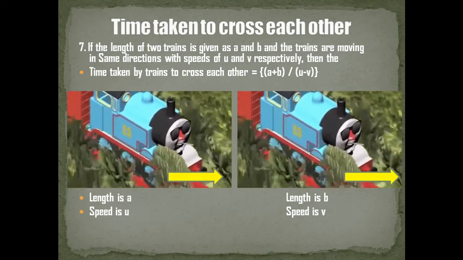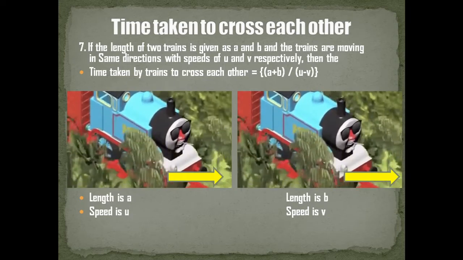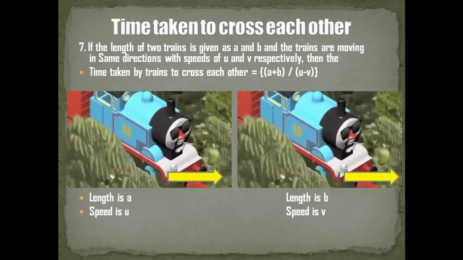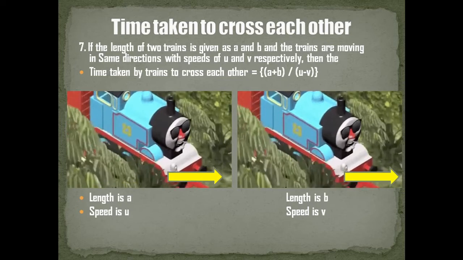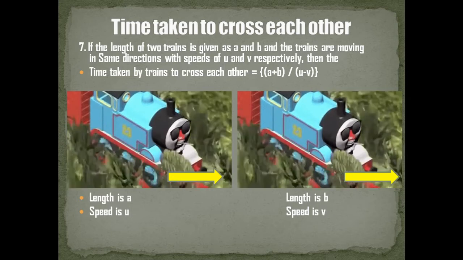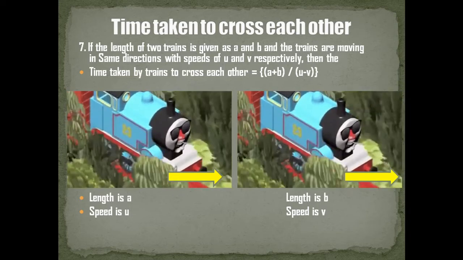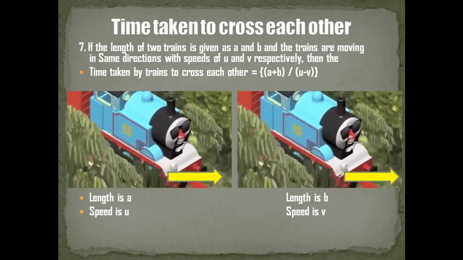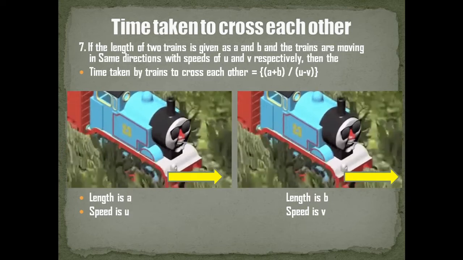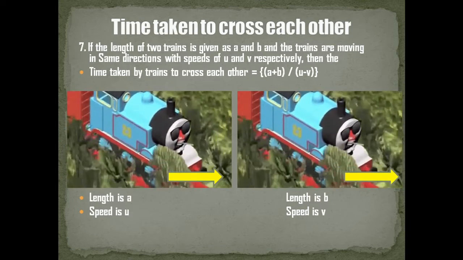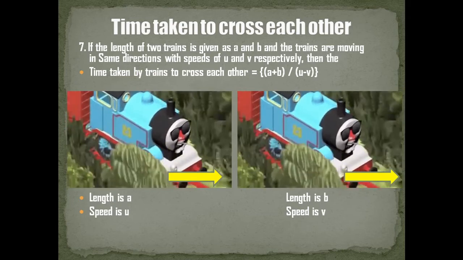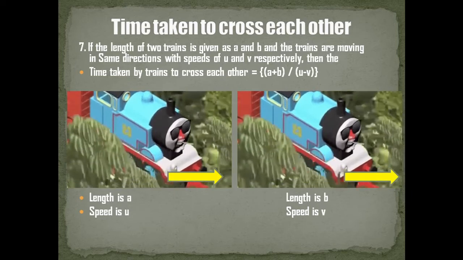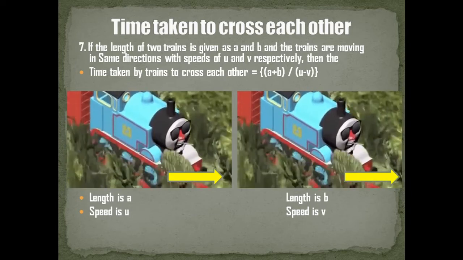Time taken by trains to cross each other will be the total length by the relative speed. So total length is A plus B, but relative speed is going to change to U minus V, because they are moving in the same direction. In the earlier case it was opposite direction, so the relative speed was U plus V. Now it is going to become U minus V. So that is how you need to remember things. Okay. On this topic you will get most of the questions. If train A is moving with a certain speed and B is moving with a certain speed, at what time they are going to cross each other, then you can use this kind of formula.